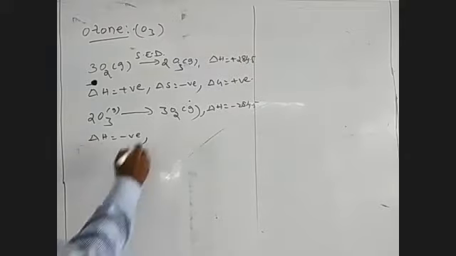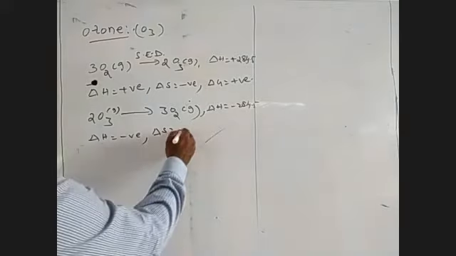Delta S: the number of moles in the gaseous state increases. On the reactant side, 2 moles are present in the gaseous state. On the product side, the number of moles in the gaseous state is 3. So the number of moles in the gaseous state increases, and the entropy of the system also increases. Entropy increases means delta S is taken as positive.